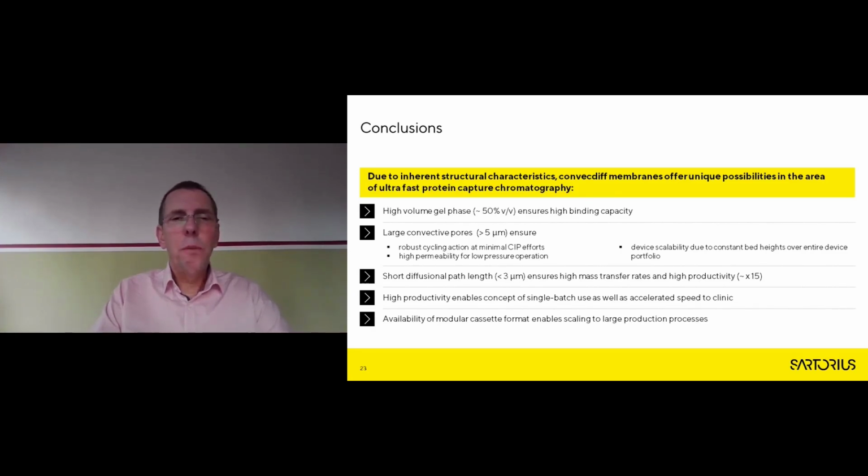The short diffusional path length of less than 3 micron ensures high mass transfer rates and high productivity, typically a factor of 10 to 20. This high productivity enables the concept of single batch use as well as accelerated speed to clinic. And the availability of modular cassettes enables the scaling to large production processes.